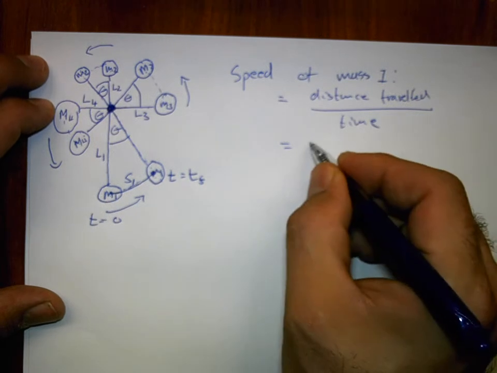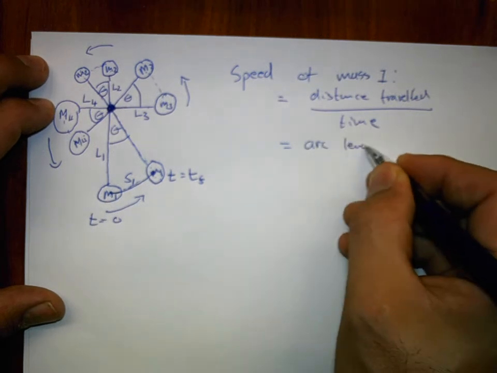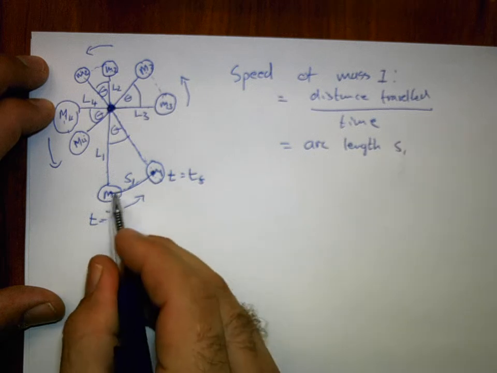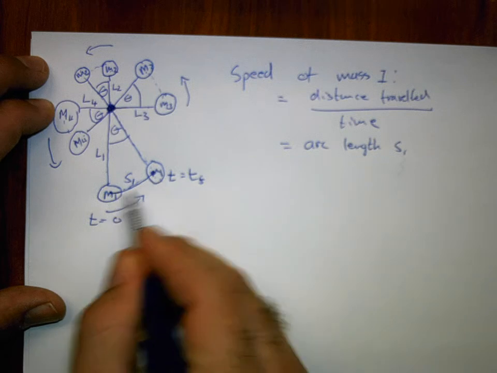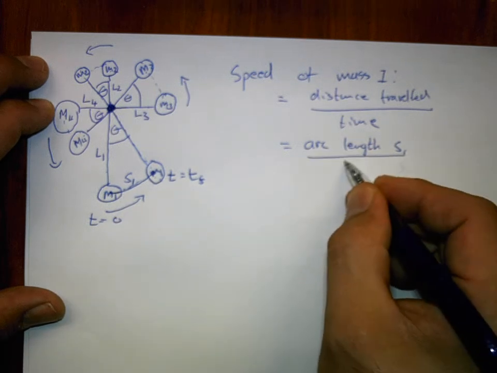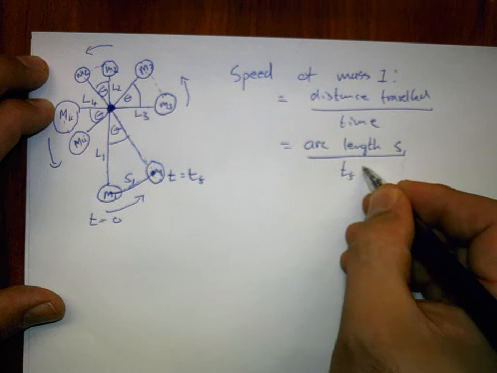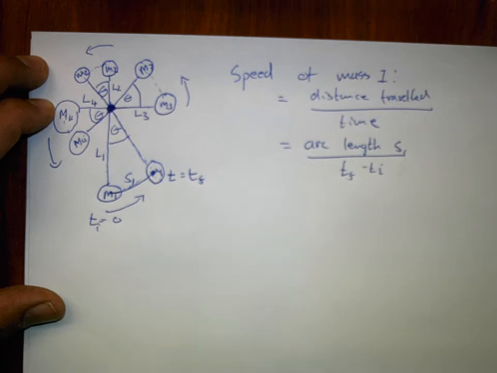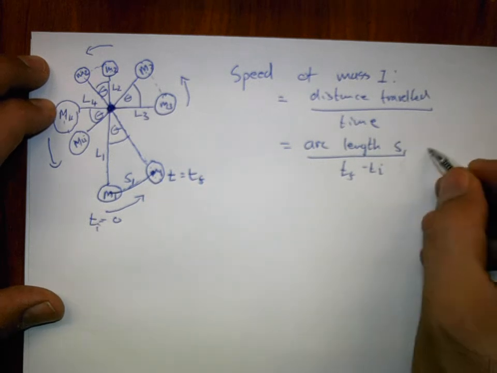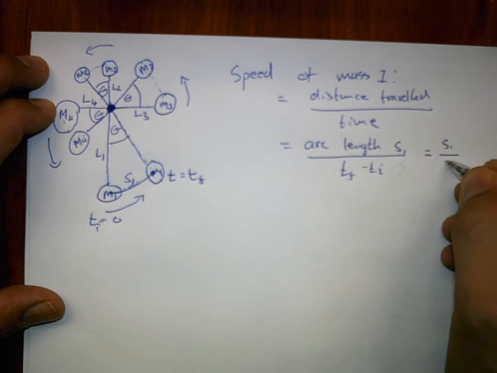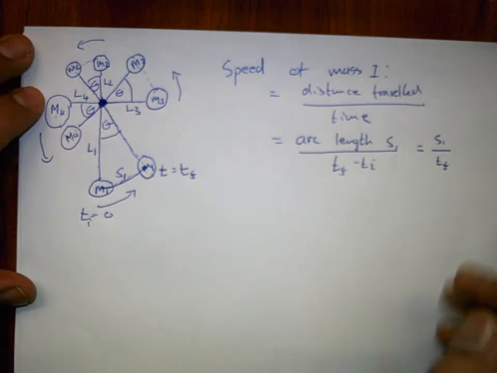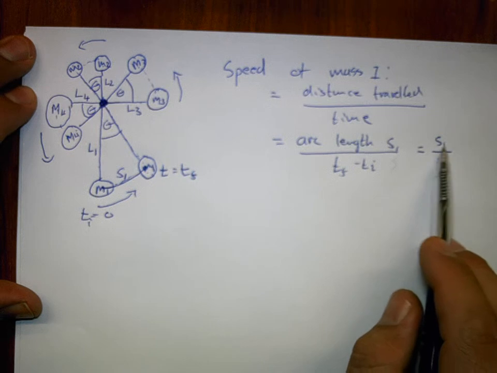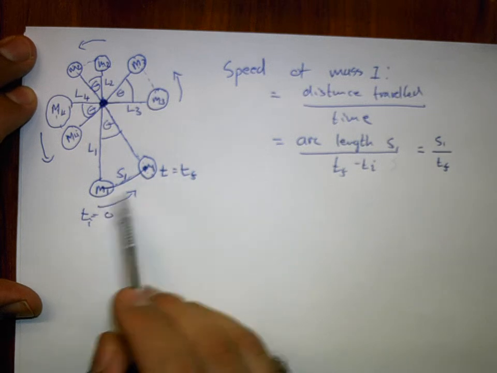So this in our case will be equal to the arc length S1, so it's a path on a circumference of a circle with radius L1 that this mass travels, and it travels that in a time t final minus t initial. t initial will be 0. So we can simply write it as S1 divided by t final. That would give me the average speed of its mass. So this will be it for mass 1.